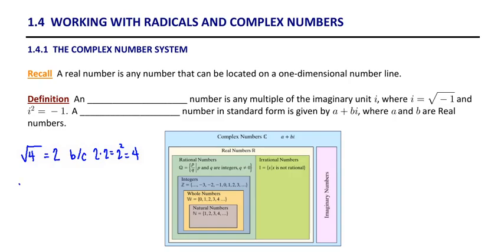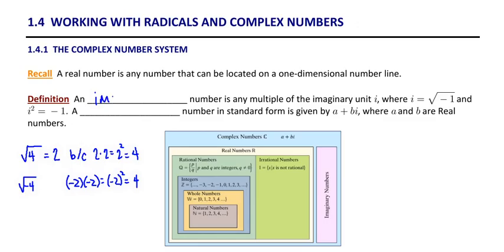However, let's consider the square root of negative 4. Well, the square root of negative 4 is clearly not 2 because 2 squared gives us positive 4. It's also not negative 2 because negative 2 times negative 2, or negative 2 squared, is equal to positive 4. So there's no real number that I can square to get negative 4. This requires the definition of a new kind of number, which we call an imaginary number.